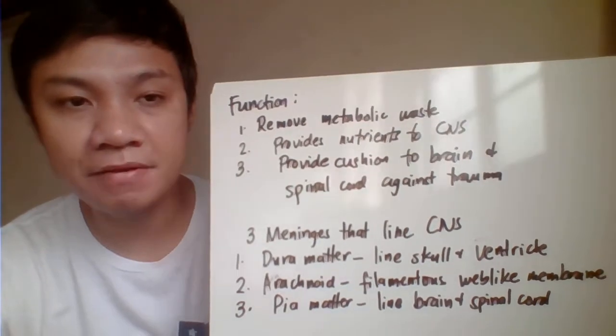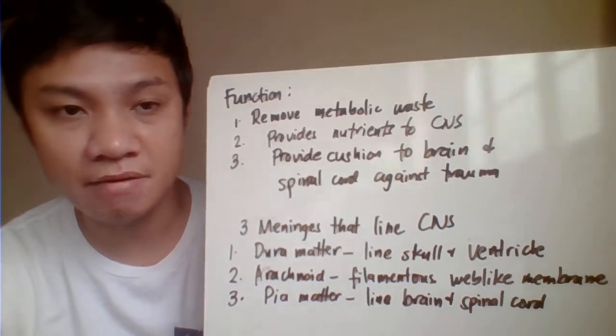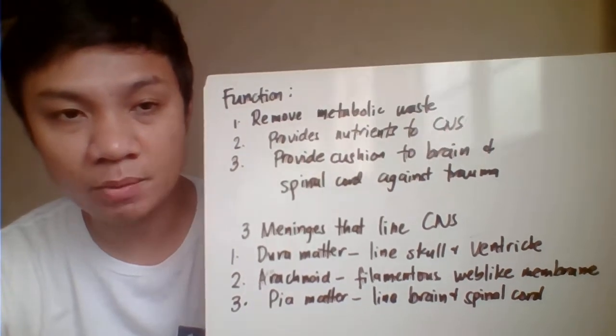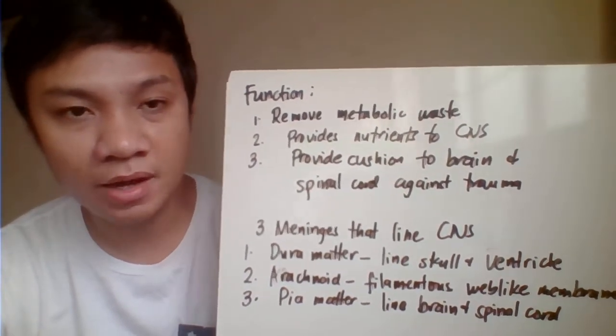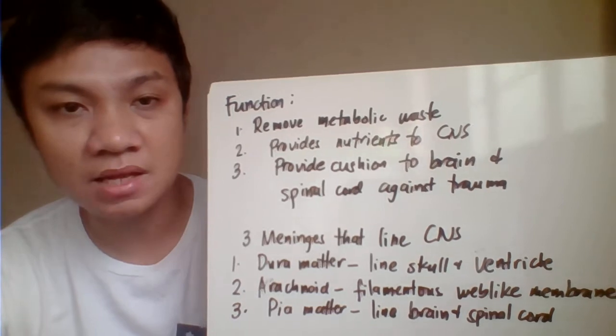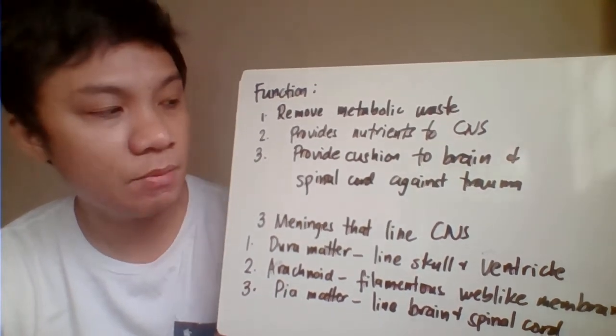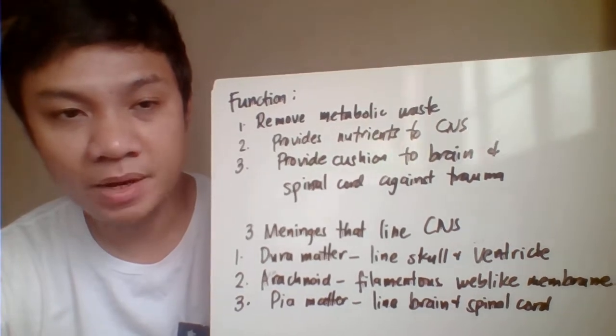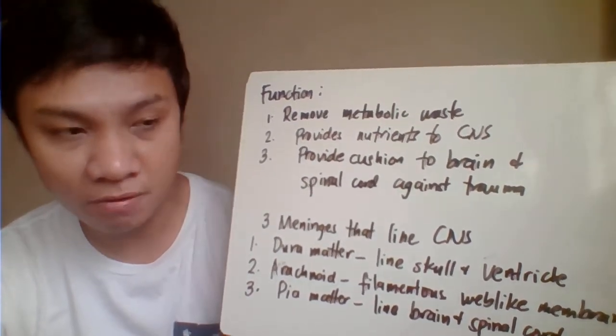Okay, we have here the basic functions of your CSF. Number one, it removes metabolic waste in our CNS. The second one, it provides nutrients to your brain and spinal cord. And lastly, it provides cushioning or protection for our brain and spinal cord against trauma.